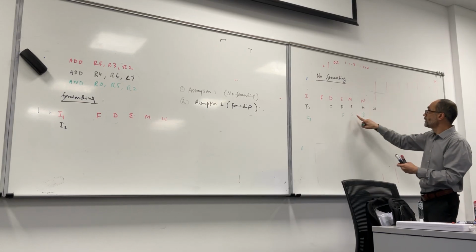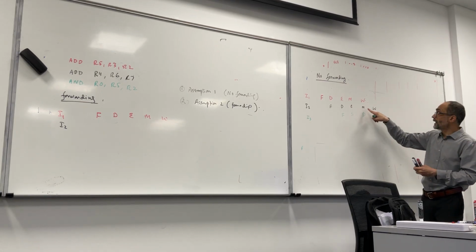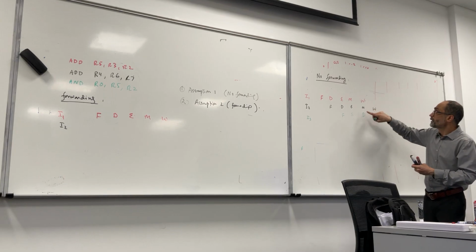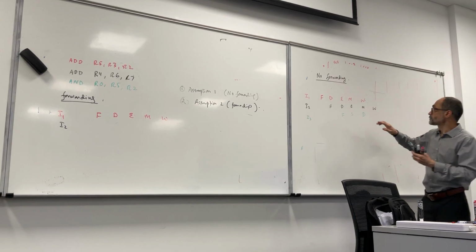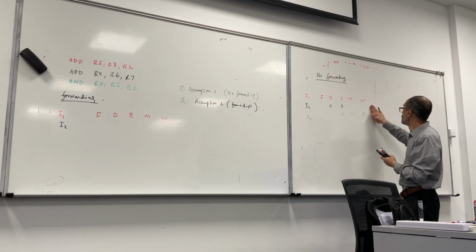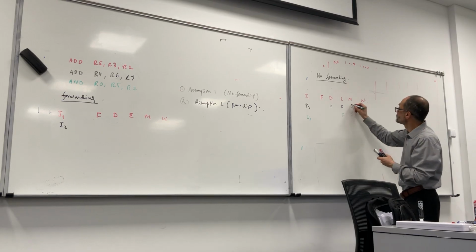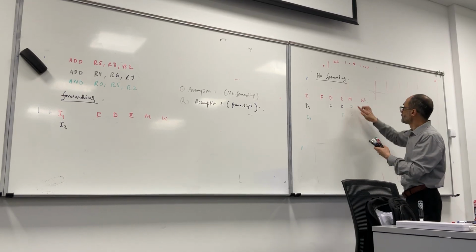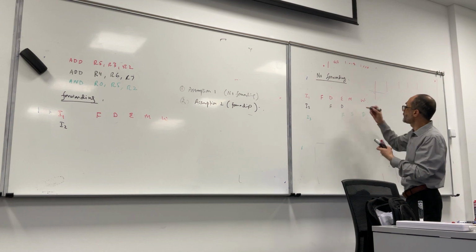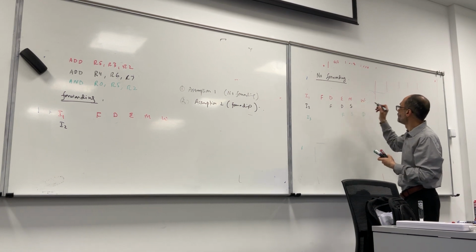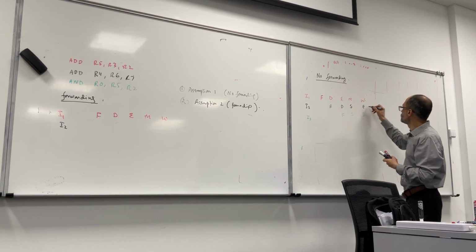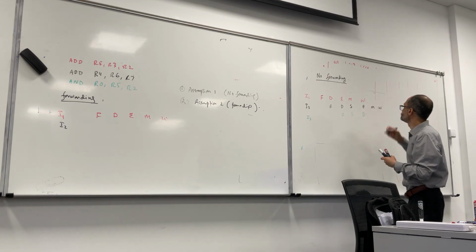And since we have introduced a stall here, the other instruction will also be stalled in this cycle. In the execute stage, this will also be stalled. So basically, since we have introduced a stall here, it will also be a stall here. We also have a stall here. And then we have execute, then memory, and then we write back.